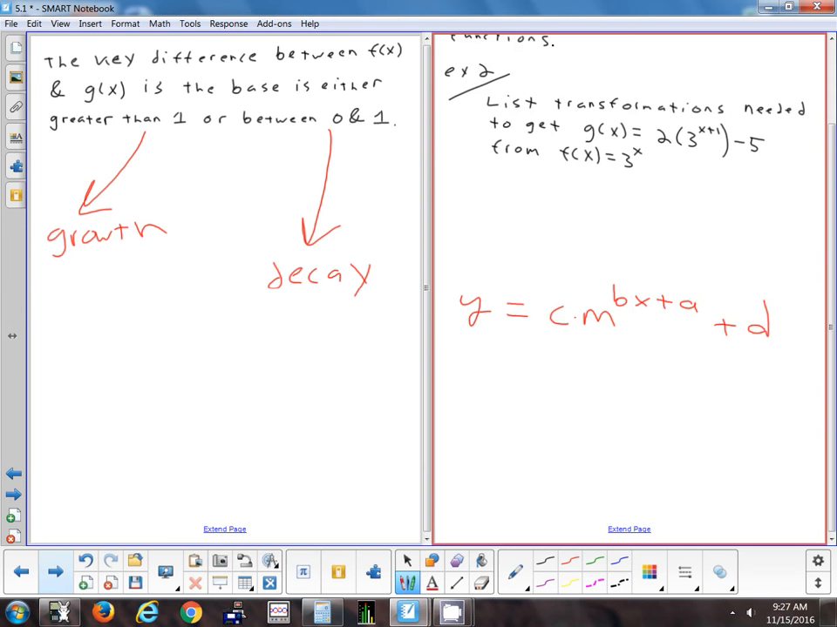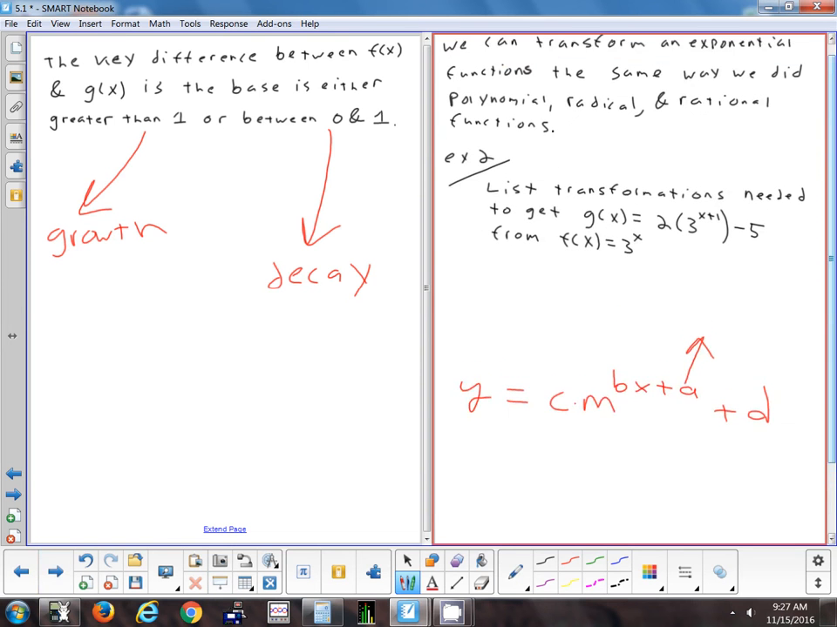Anybody remember from yesterday what the first transformation you always do is? What's that A going to do? Ian, you think you know? Nick, can you help him out? Horizontal shift. Yeah, that's your horizontal shift.